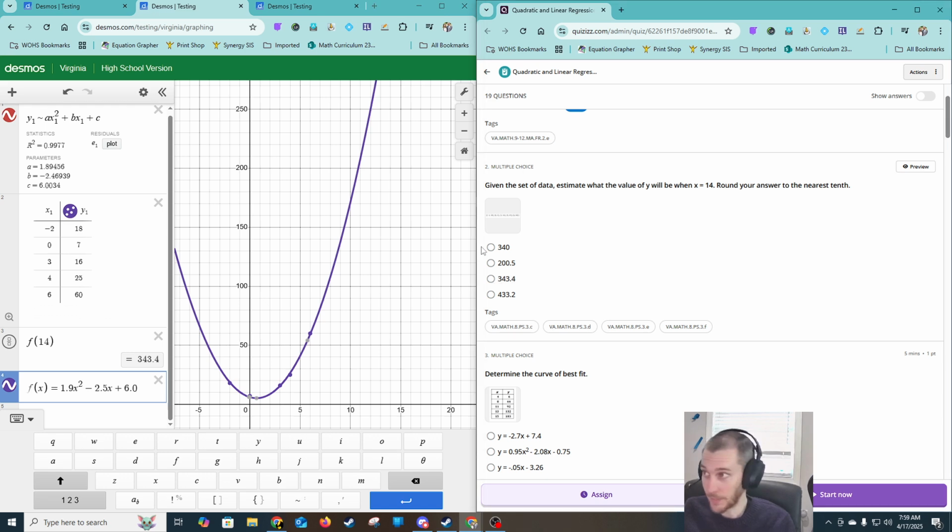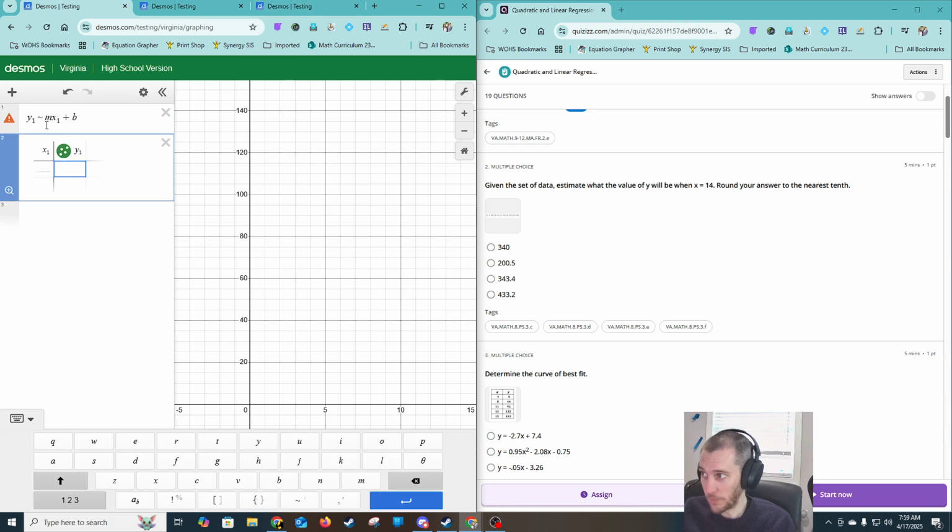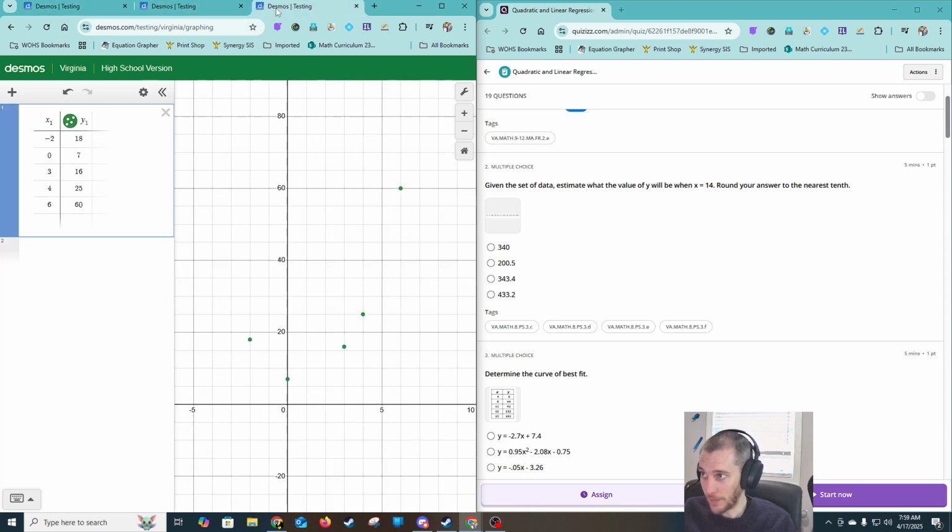So I hope that that's helpful. I would have three tabs open, one for linear, one for quadratic, and then one to check and see is it a curve or is it a line. So good luck, and I'll see you next week.